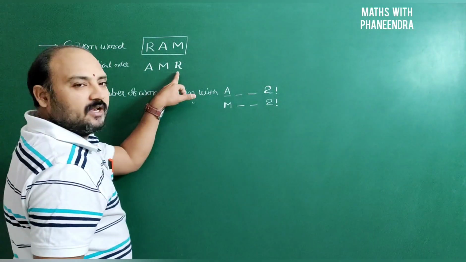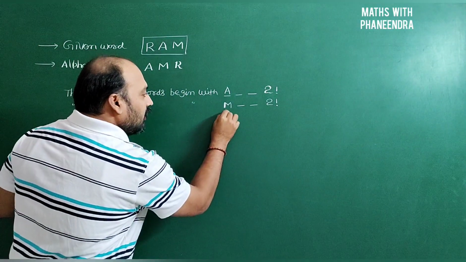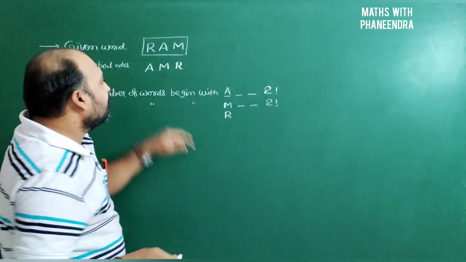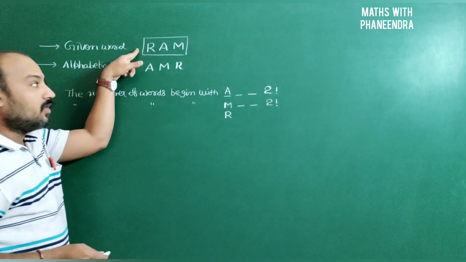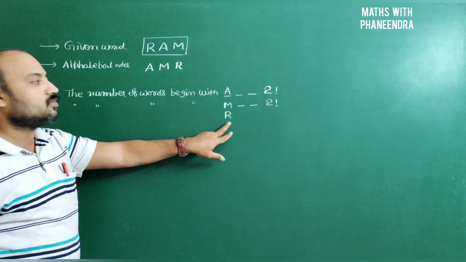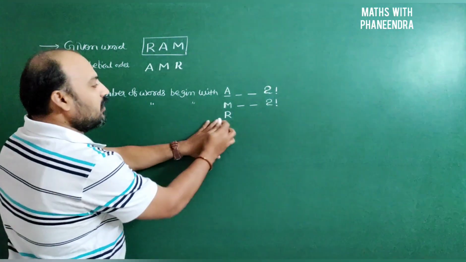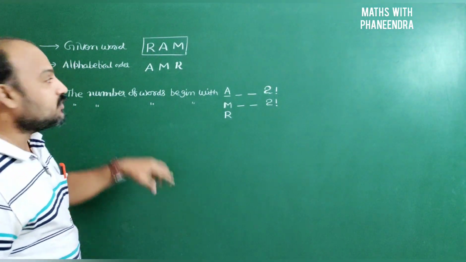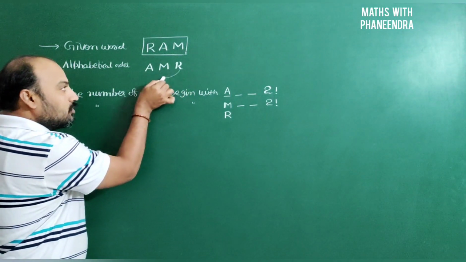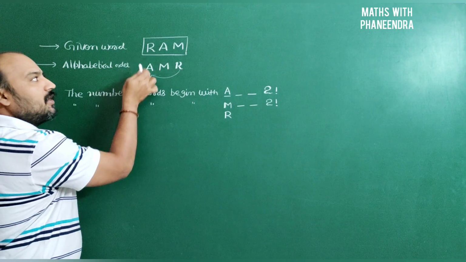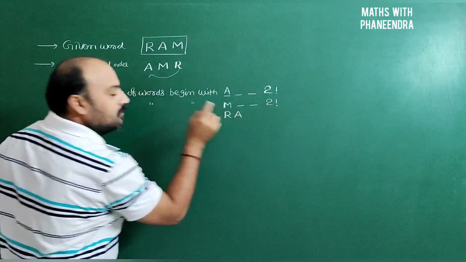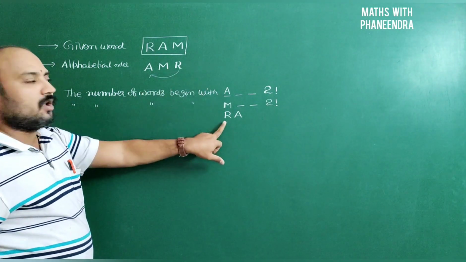The next letter is R. The next letter R here we have to fix. Why? Because the required word is RAM, in which the first letter is R only. So R we have to fix. Next I want the number of words which begin with RA. So after R, again you can come to the front. RA is already there in the word. So RA also you can fix. Observe carefully.